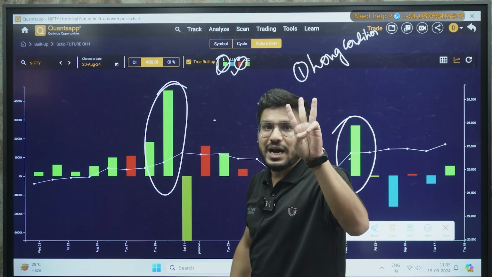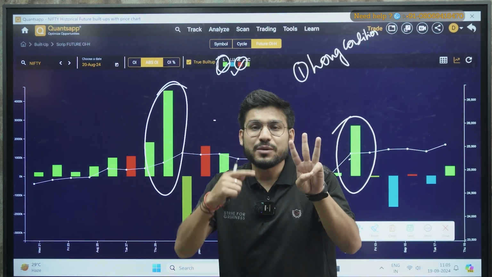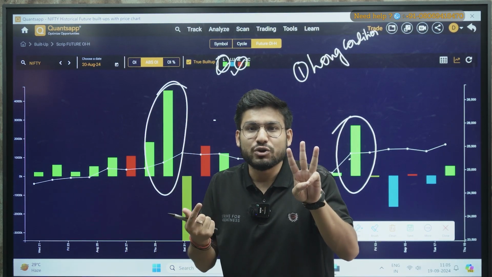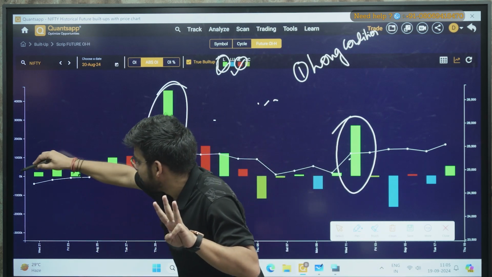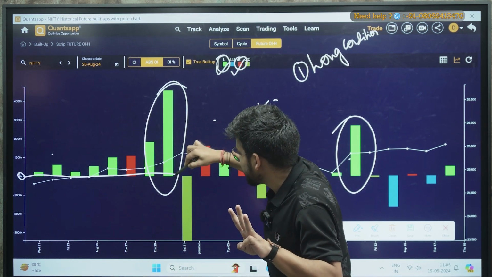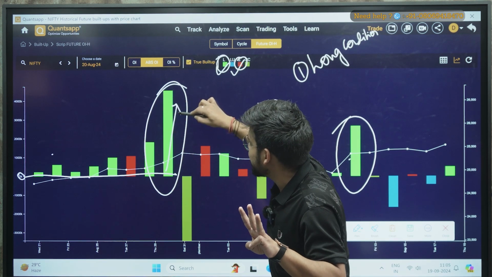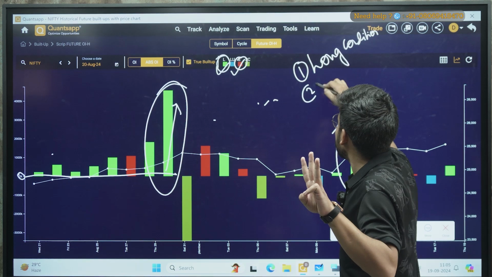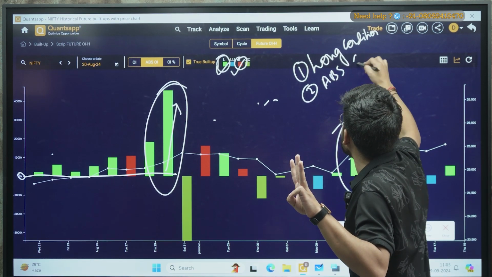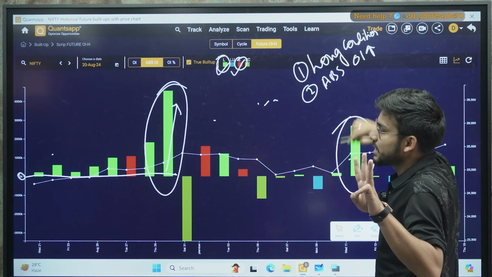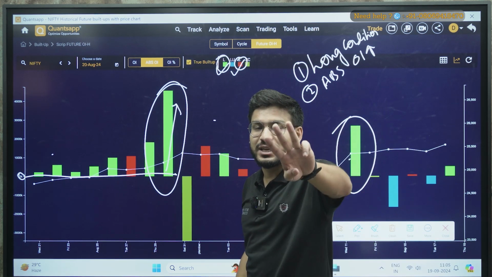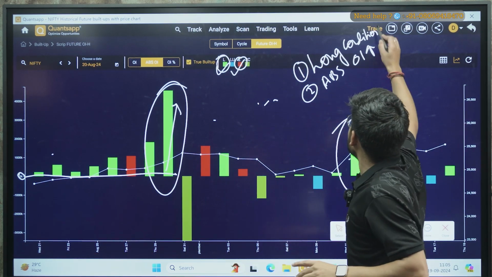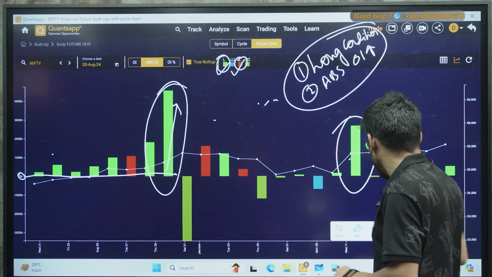Now for the next condition, I have to check the absolute OI, whether it is increasing or not. I can clearly see that from 0k in a particular day it is moving in the upward direction, which means my absolute OI is increasing, right? So that is my second condition, my absolute OI is also increasing. Now I have to see the third condition in the chart.